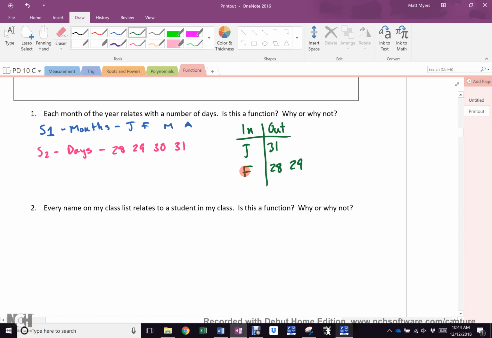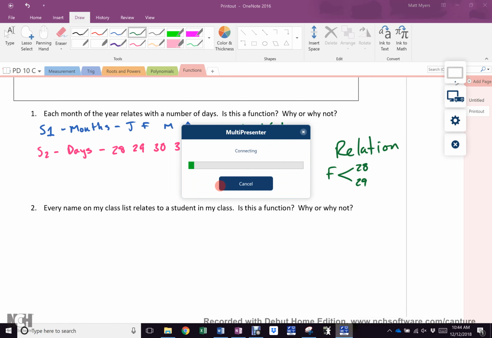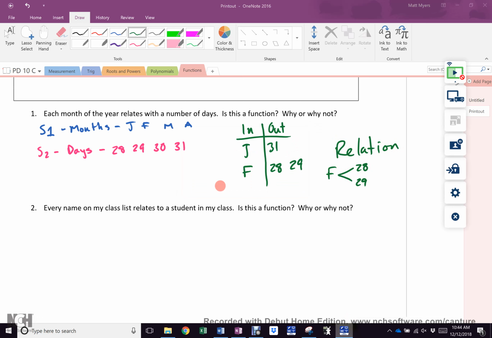Input February, get 2 outputs. Is it a function? No. This is a relation. Because February gives 2. February gives me 2 different outputs.